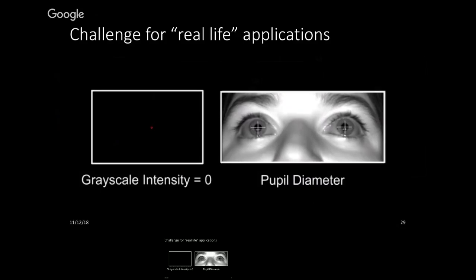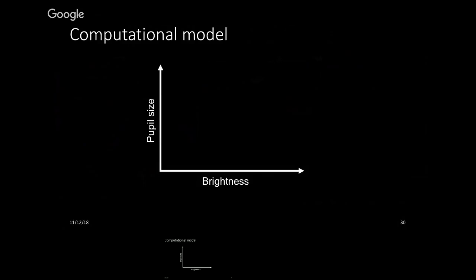So we said, okay, well, if we could characterize the light reflex, if we could model it, it would become a known quantity. And then we could account for it in any kind of index that we are deriving from the pupil. So what we'd like to be able to do is have a function that has brightness as input and provides the pupillary size as output.